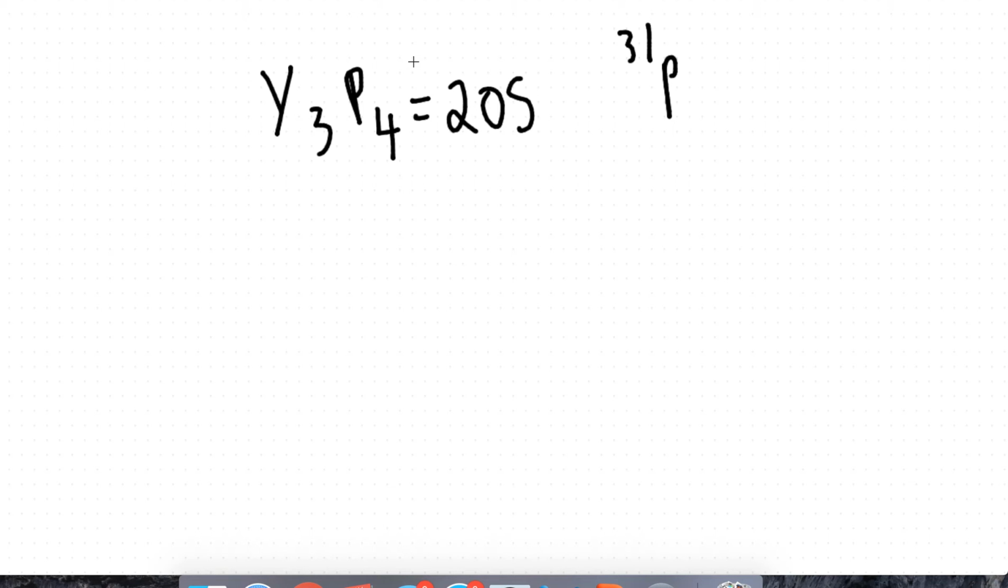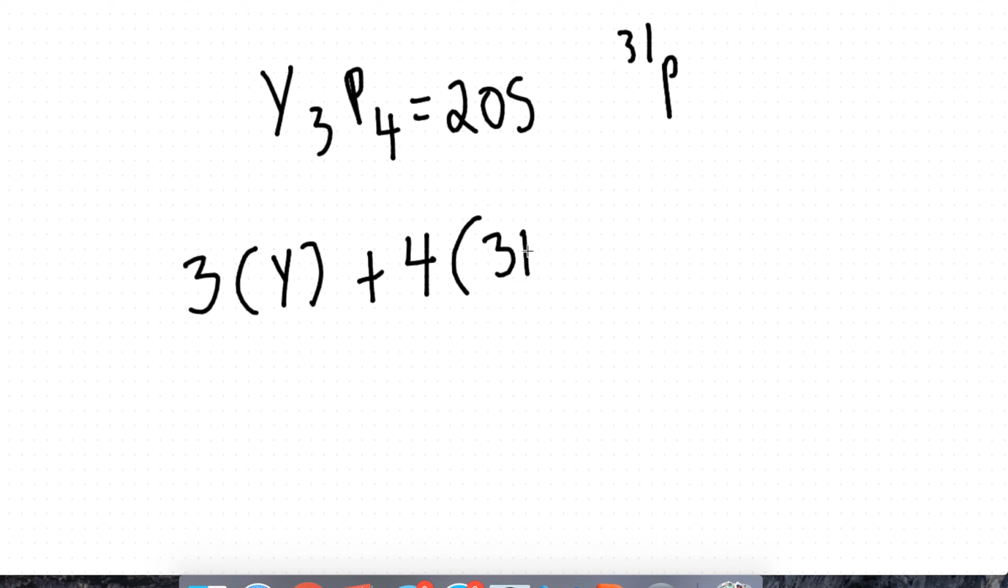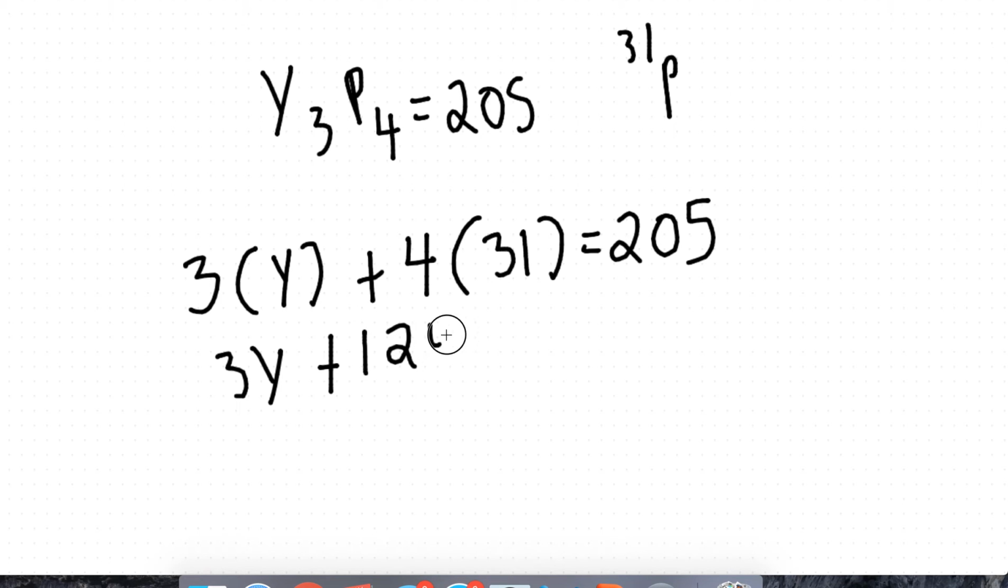We back calculate. 3, because of the number here, times the mass of Y plus 4 times the mass of P, and we know the mass of P is 31, equals 205. Can we find the mass of Y? Obviously, the relative atomic mass, sorry, just math. So 3Y plus, what is 31 times 4? 124 equals 205.